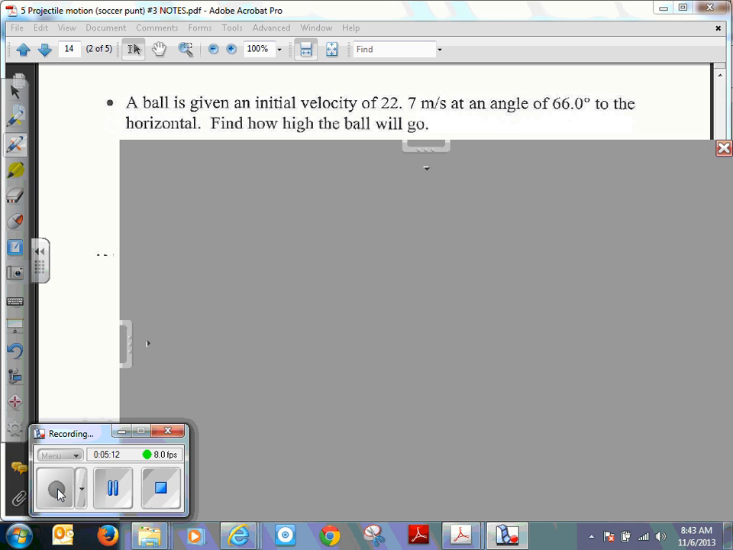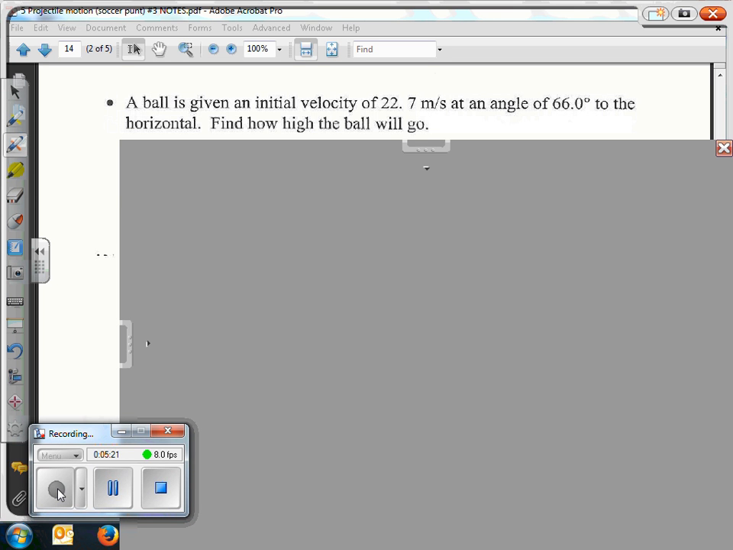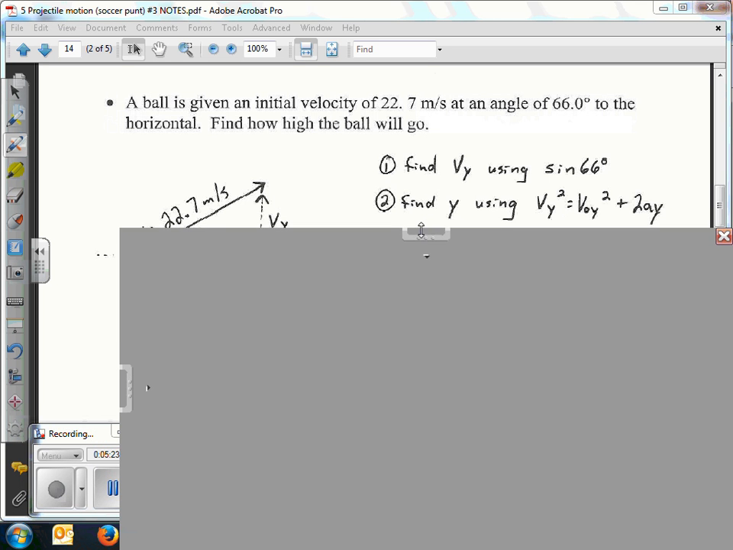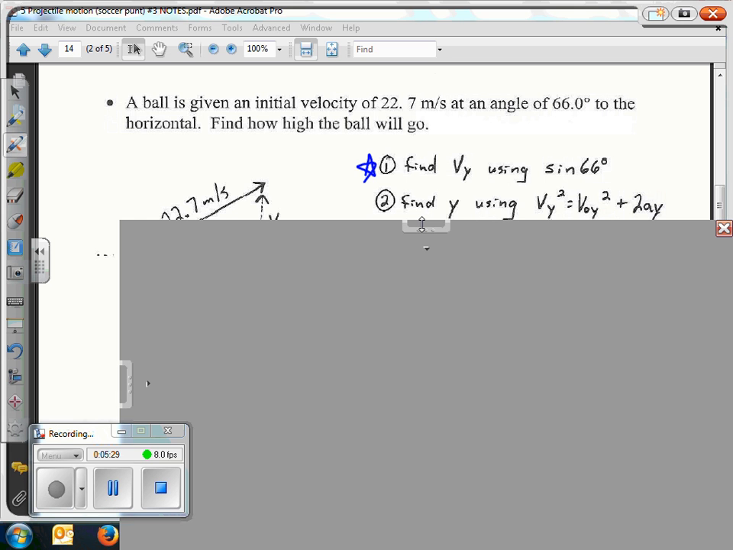Okay, so some of you have successfully completed the problem. Let's see how we did this. The first thing you would have to do is what? Well, let's see here. We have little instructions on it. Look, I have a little plan here. So number one, find the velocity in the y direction using the sine of 66, right?